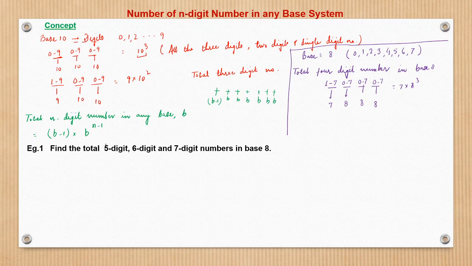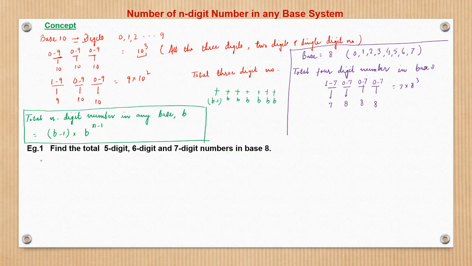So this is a generic expression, we need not remember this, but just for the sake of understanding and easy reference I have mentioned it here, right? So this is a very easy and basic theory around this. Now we'll get back to some illustrations. So the question is: find the total 5 digit, 6 digit and 7 digit numbers in base 8.